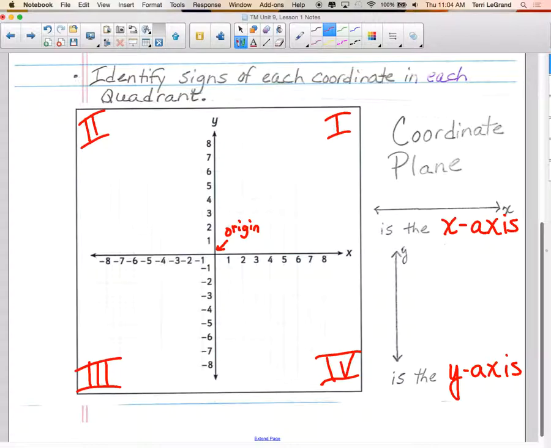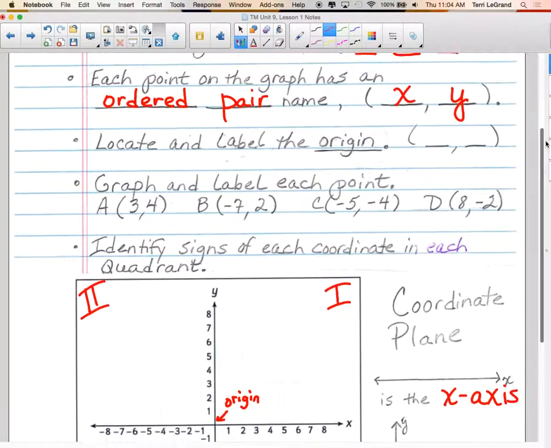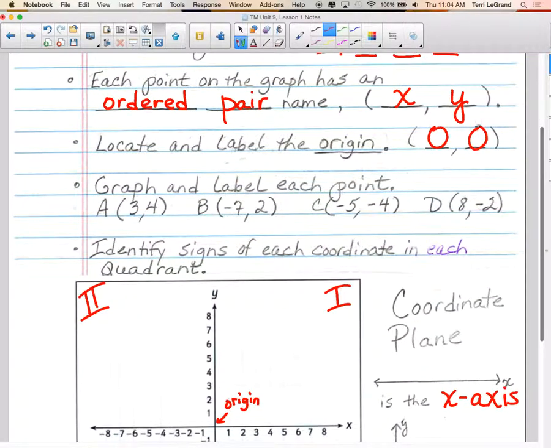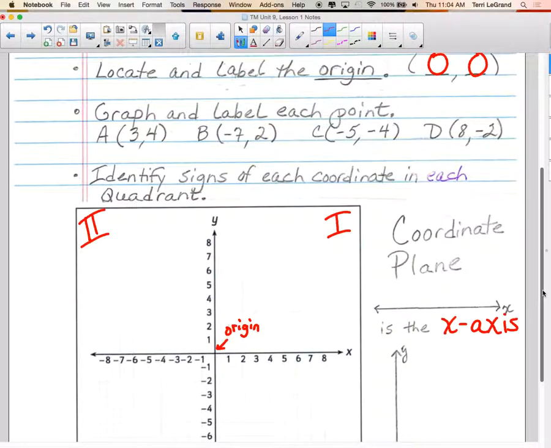What is its ordered pair name? 0, 0. The x value is 0. The y value is 0. 0, 0 is our origin. Okay, now we're going to graph these other points just to make sure that we understand graphing.